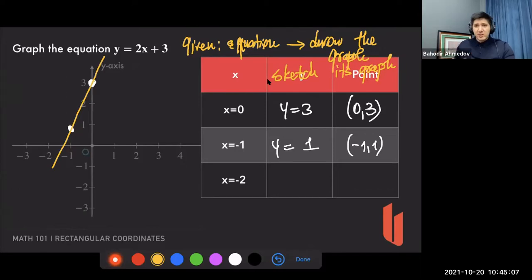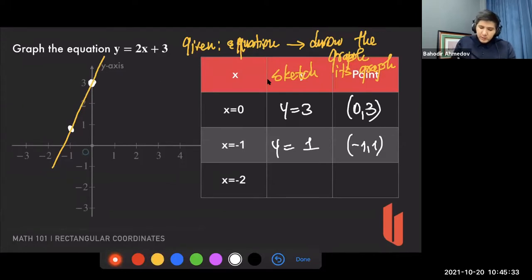I mean, it is not necessary to find a third point. 2 points is enough. So if you are given the equation, this is how you're going to sketch the graph of the equation of the line, at least. Over this course, we're going to learn how to do this for the quadratic equation or for any other type of equations. So the inverse question is a little bit difficult.